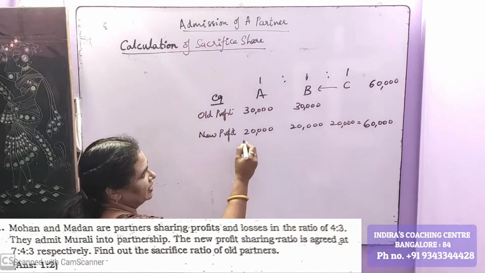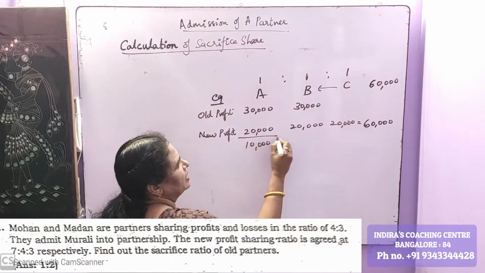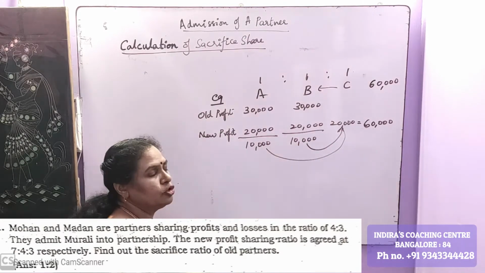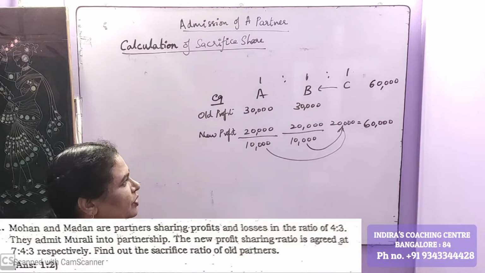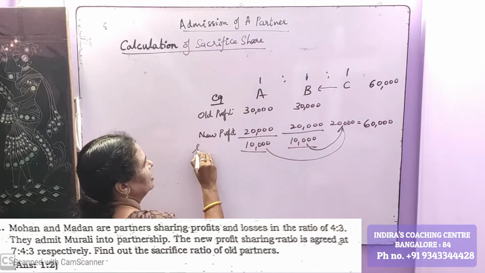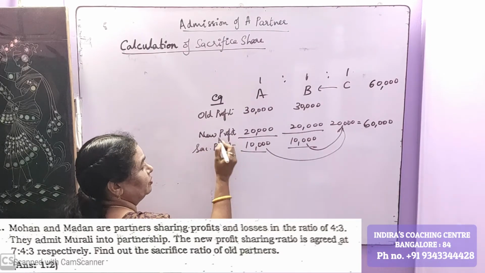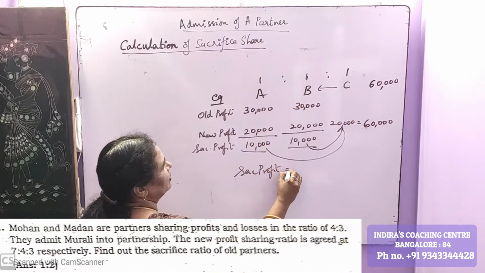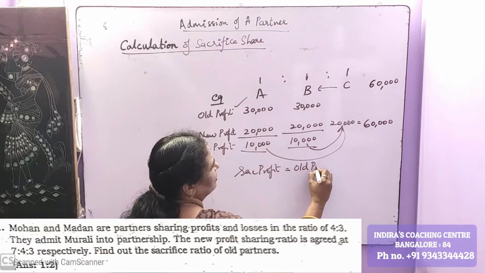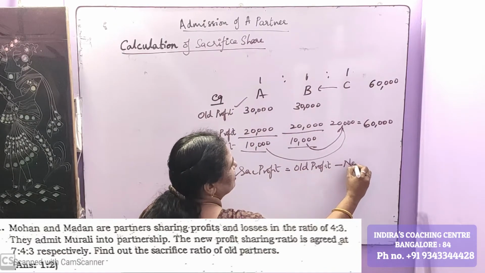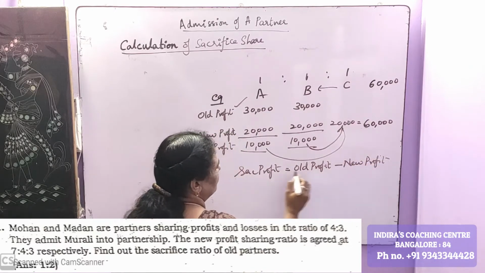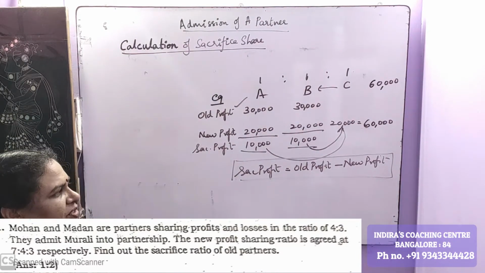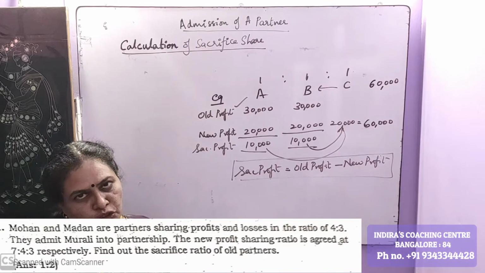How much have A and B sacrificed? A has sacrificed 10,000, B has sacrificed 10,000. Together, it is coming up to 20,000. So, this is the sacrificed profit. How did you get this answer? Sacrificed profit is equal to old profit minus new profit, right? Based on the same concept, our formula goes as: sacrifice ratio is equal to old ratio minus new ratio. Okay?